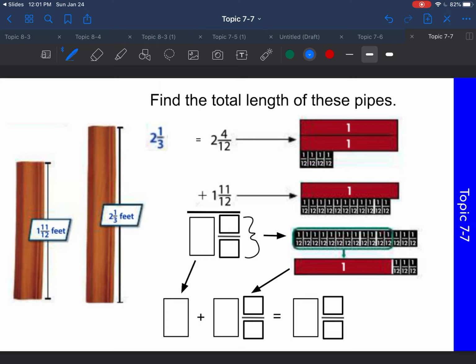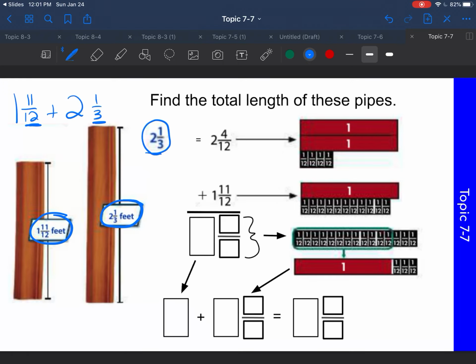So it says, find the total length of these pipes. One pipe is 1 and 11/12. The other pipe is 2 and 1/3. Okay, so you see 2 and 1/3 here. Now, we can't add these pipes together. We can't do 1 and 11/12 plus 2 and 1/3 just yet because they don't have what? Just like when we're adding fractions, they do not have a common denominator. Okay, we cannot do that. So what we need to find is common denominators.